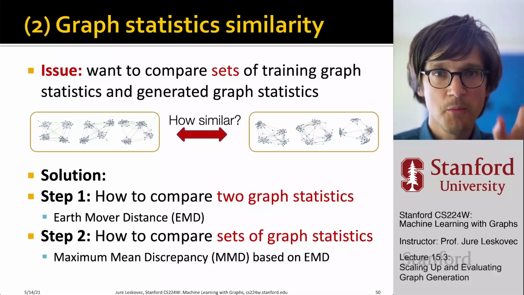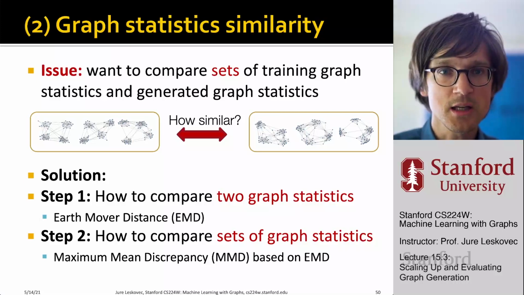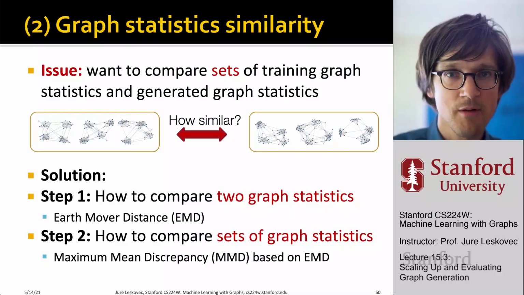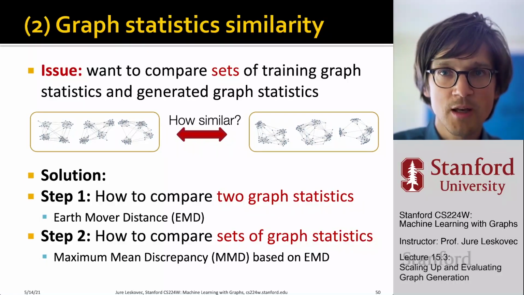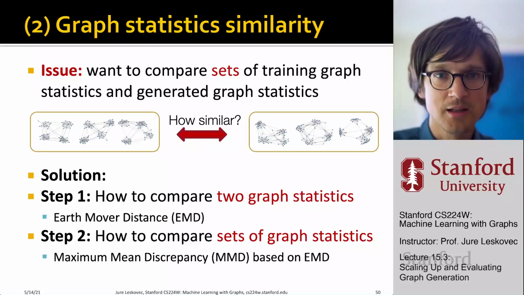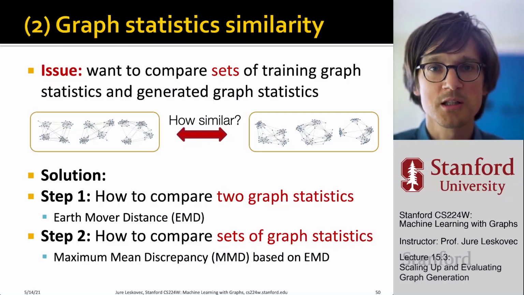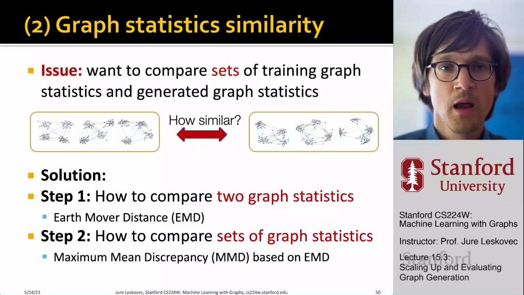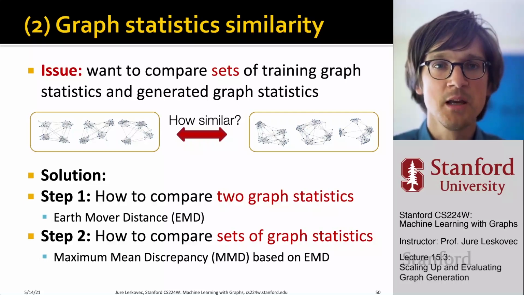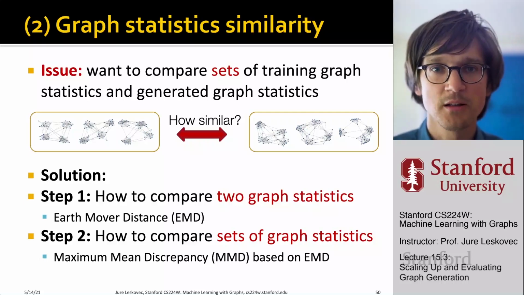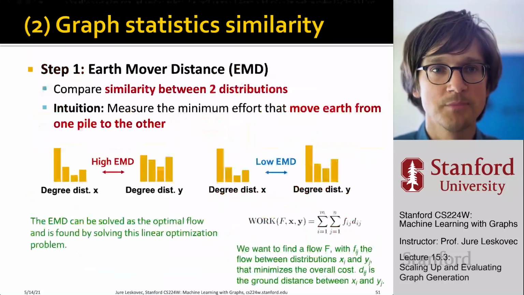And now that we have compared the individual statistics, now we need to aggregate. Once we have a measure of degree distribution similarity and a measure of clustering coefficient similarity, we need to take these similarities and further aggregate them to get the overall similarity. And for this second-level aggregation, we are going to use what is called the maximum mean discrepancy, which will be based on the Earth mover distance. So let me first define the Earth mover distance and then the MMD.